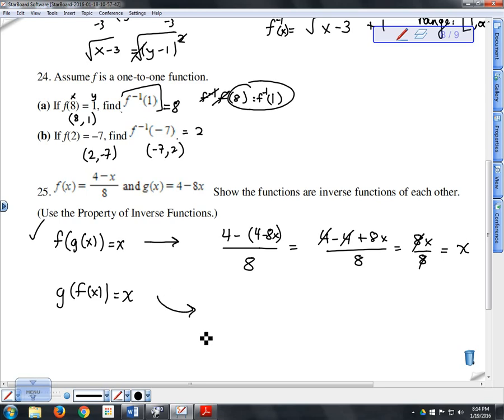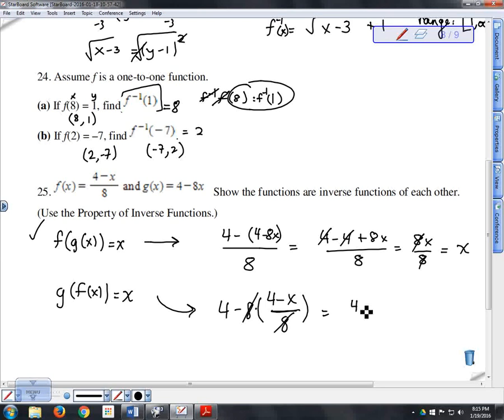This one here is g of f of x, so the f function goes inside the g function. The g function is 4 minus 8 times an input. The input is 4 minus x over 8. Now if we're multiplying by 8 but also dividing by 8, those are inverse operations. So the 8's cancel first.